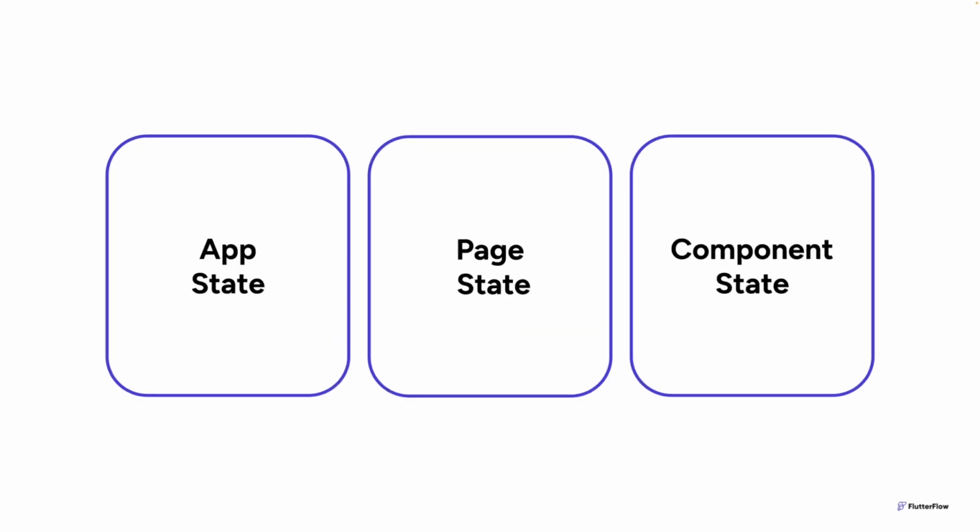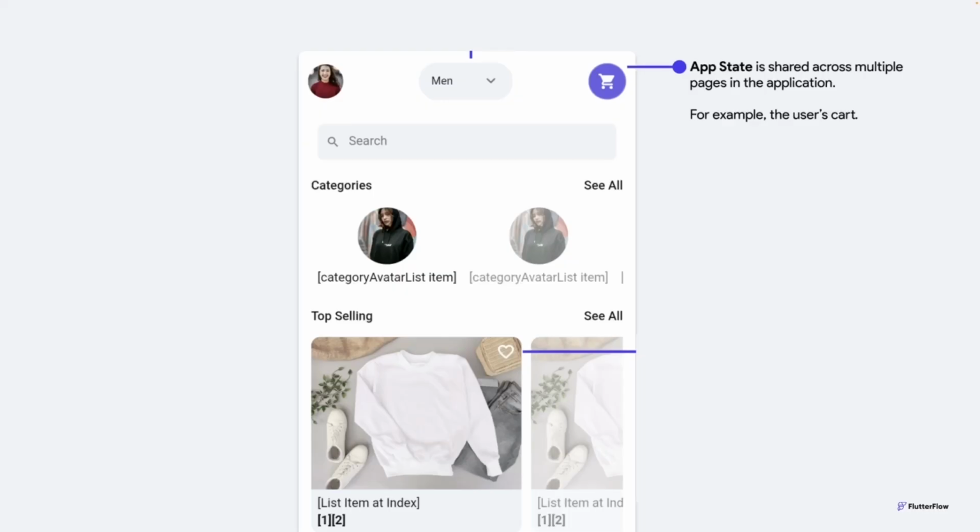In FlutterFlow, there are a few types of state variables that you can create: app state, page state, and component state. Let's just start with app state. App state is shared across multiple pages in the application. For example, the state of a user card in an e-commerce app that can be shared across different pages.